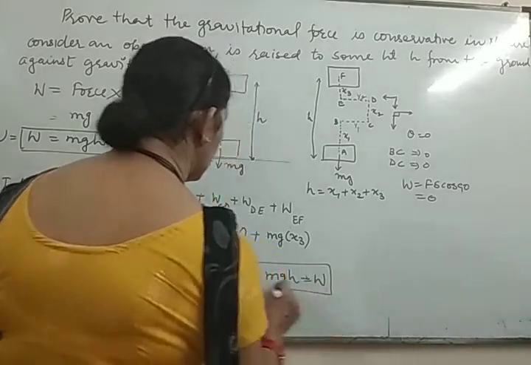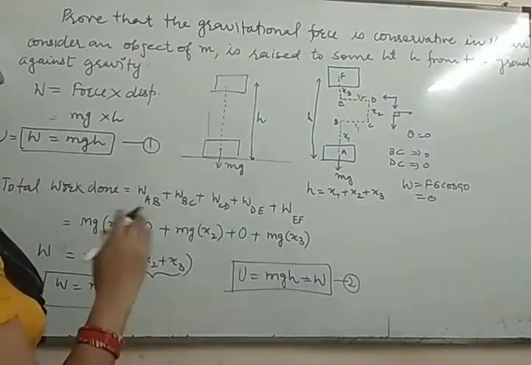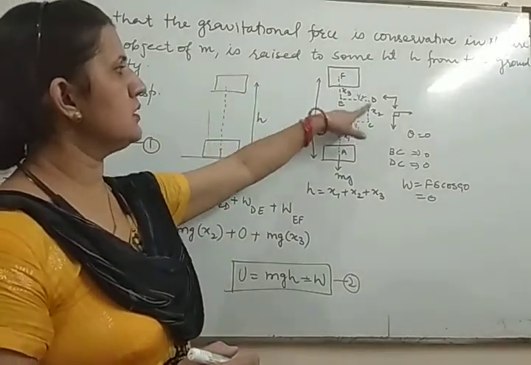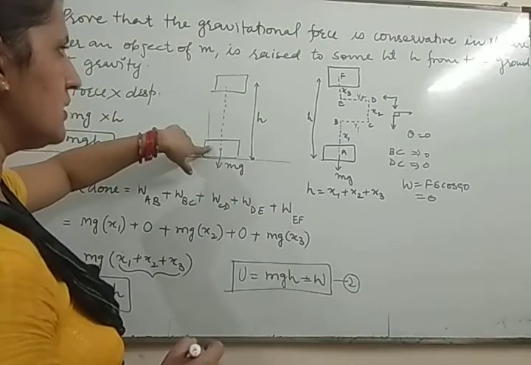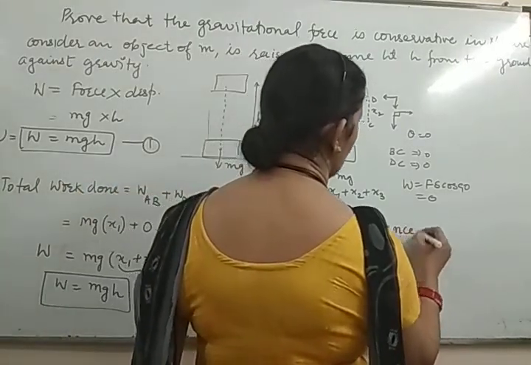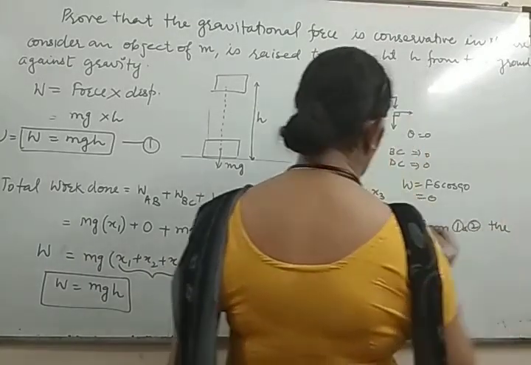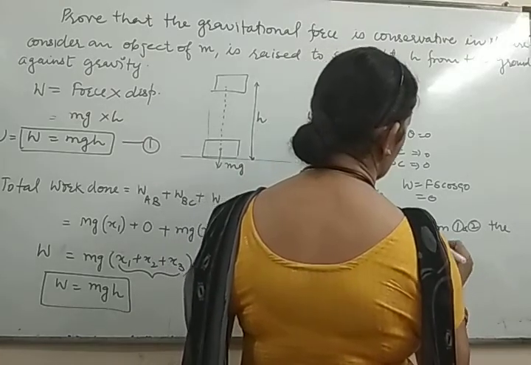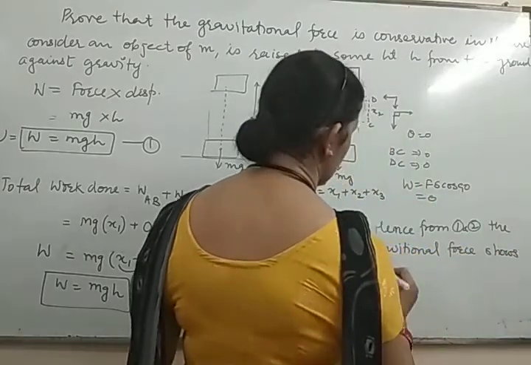Now you can say that in these two cases, case 1 and case 2, the work done is the same. It is not depending on the path followed by the object. This is the zigzag path followed by the object, and here it is moving in a straight path. The same object is there, the same height is there. Hence, from 1 and 2, the gravitational force shows its conservative nature.